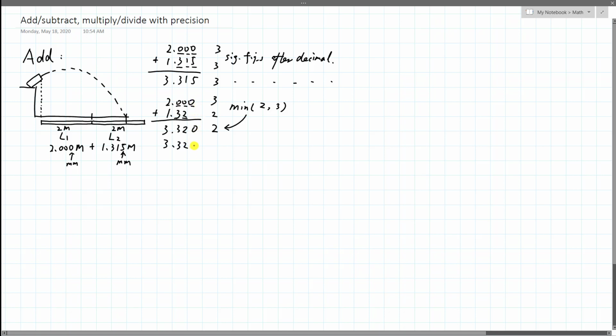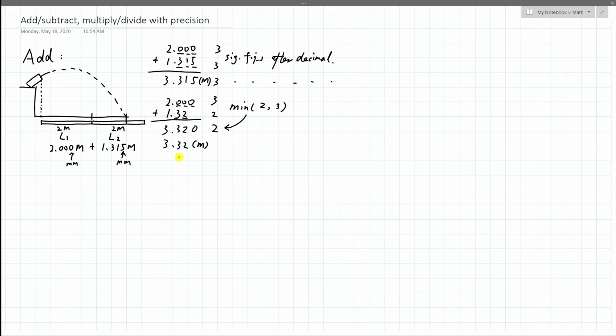We discussed that in the previous video. So now we have 3.32. And let's add the meters to the end in parentheses to indicate we have that, right? So this is basically how to add or subtract with sig figs. This is because we actually have such need to add or subtract. So what about multiplying, dividing?